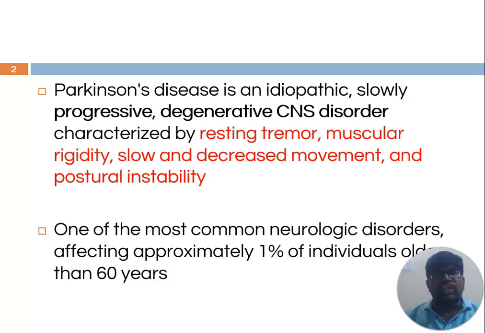And mainly it is characterized by four important manifestations. One is resting tremors. Even when you are in a resting condition, your hands shake. You will get continuous tremors. The second important manifestation is muscular rigidity. So muscle stiffness will be there. You don't get the movement to do something. So the muscle will be in that stiff manner.